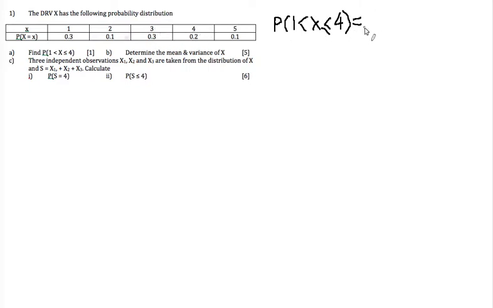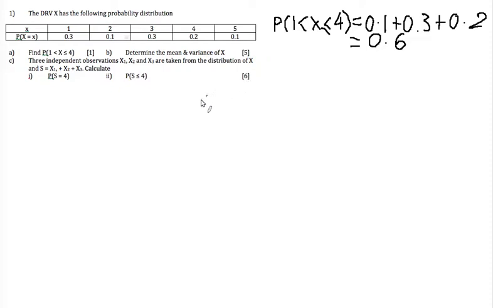So since these are mutually exclusive events, that means we simply add the probabilities of it being equal to 2, being equal to 3, and being equal to 4, which gives us an answer, once I've written it down, of 0.6. Okay? It's as simple as that.